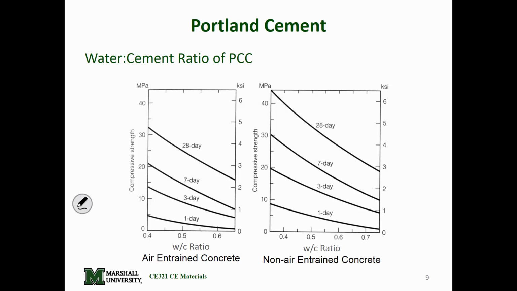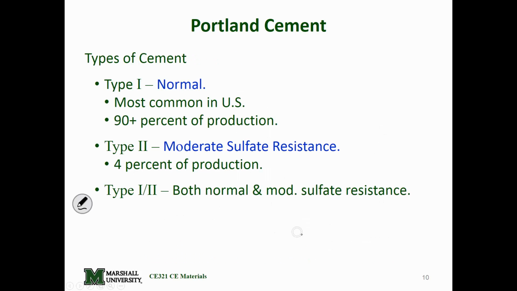Diagrams, and these are diagrams that are in the book. They could ask questions about this. As water-cement ratio decreases, our compressive strengths increase. And we can see on here, if we look at the chart on the right, how our compressive strength increases if we had a 0.45.